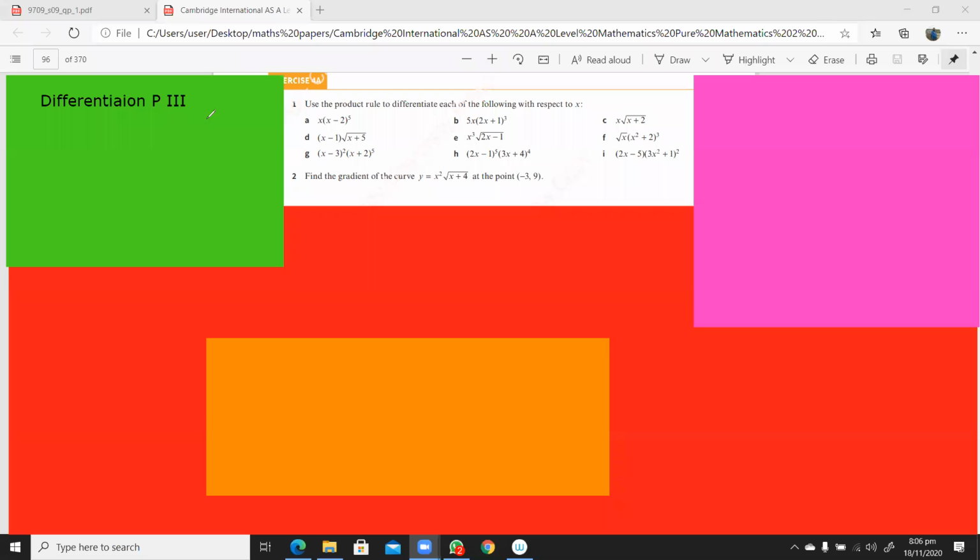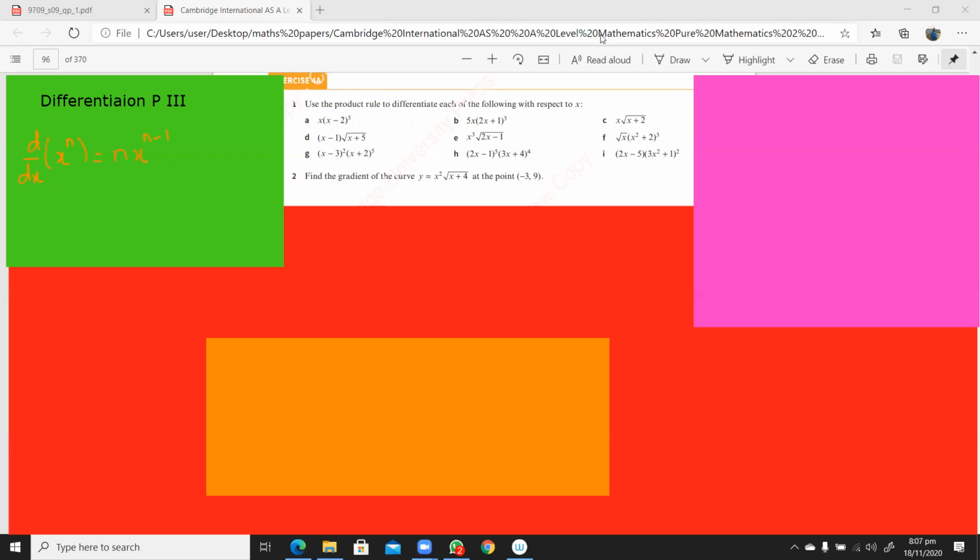Bismillahirrahmanirrahim. Okay, guys, let's start the differentiation of P3. When I'm going to start this differentiation of P3, I just want to make sure that you know what d by dx of x raised to power n is. That is the first rule of differentiation that you have learned in your P1. That is nx raised to power n minus 1.